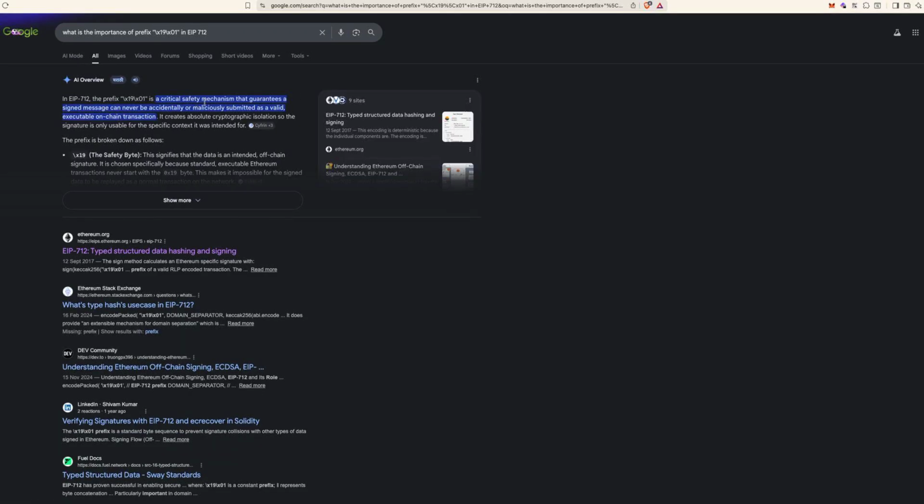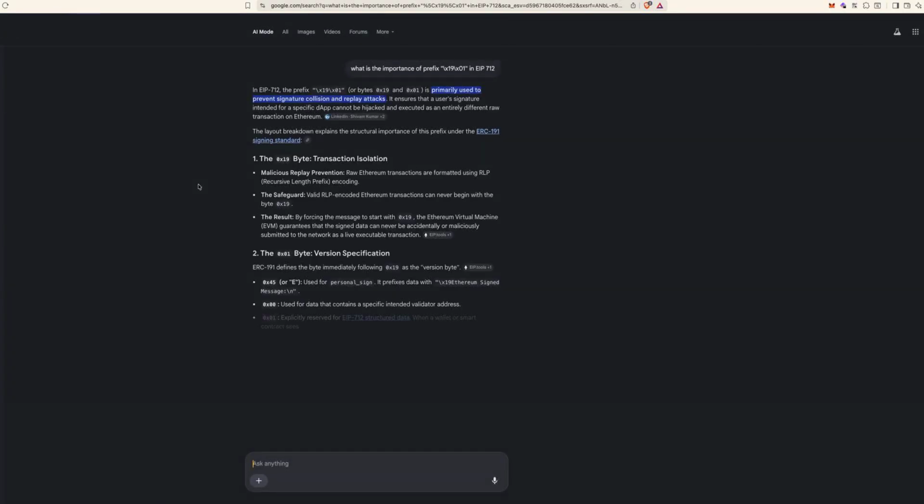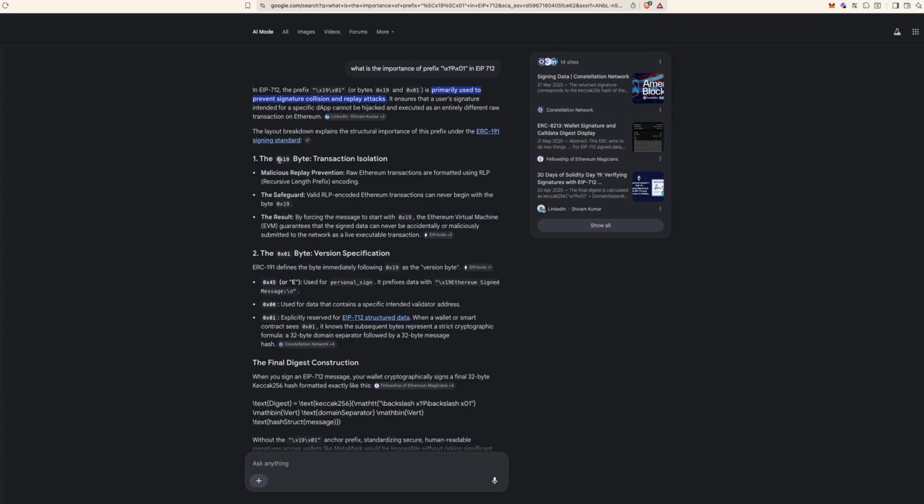Prefix is a critical safety mechanism that guarantees a signed message can never be accidentally or maliciously submitted as a valid executable on-chain transaction. Let us look at the AI mode. Okay, 0x19 byte, transaction isolation, malicious replay prevention. Raw Ethereum transactions are formatted using RLP. The safeguard: valid RLP encoded Ethereum transactions can never begin with byte 0x19. The result: by forcing the message to start with 0x19, the EVM guarantees that the signed data can never be accidentally or maliciously submitted to the network as a live executable transaction.